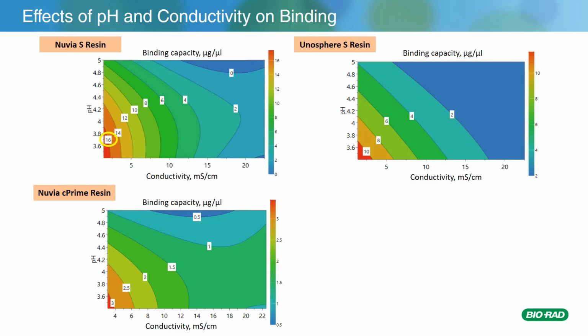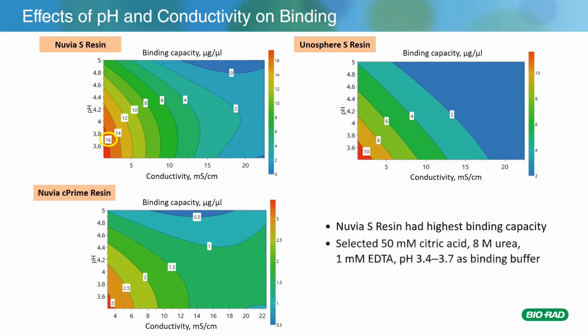Here are some heat maps, and we're looking at the effect of pH and conductivity on binding. We're looking at Nuvia S compared to Unisphere S compared to C prime, and Nuvia S had the highest binding capacity, and the buffer that was the optimal binding buffer was 50 millimolar citric acid, 8 molar urea, 1 millimolar EDTA, pH between 3.4 to 3.7 was selected as the binding buffer.